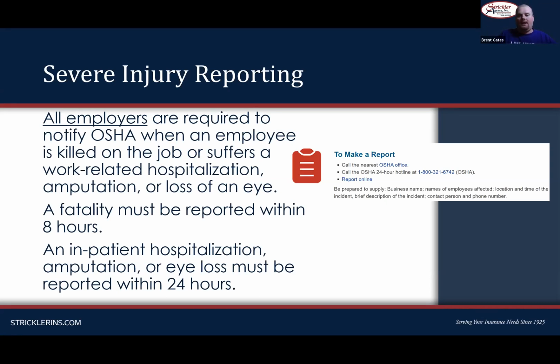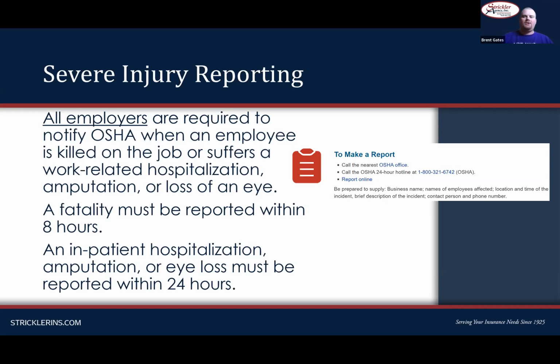So you can make that report by calling your local OSHA office. You can do that on the 24-hour hotline, 1-800-321-6742, or you can report that online. You should have the name of your business, the name of the employees involved, a brief description of the incident, who the contact person is, things of that nature.